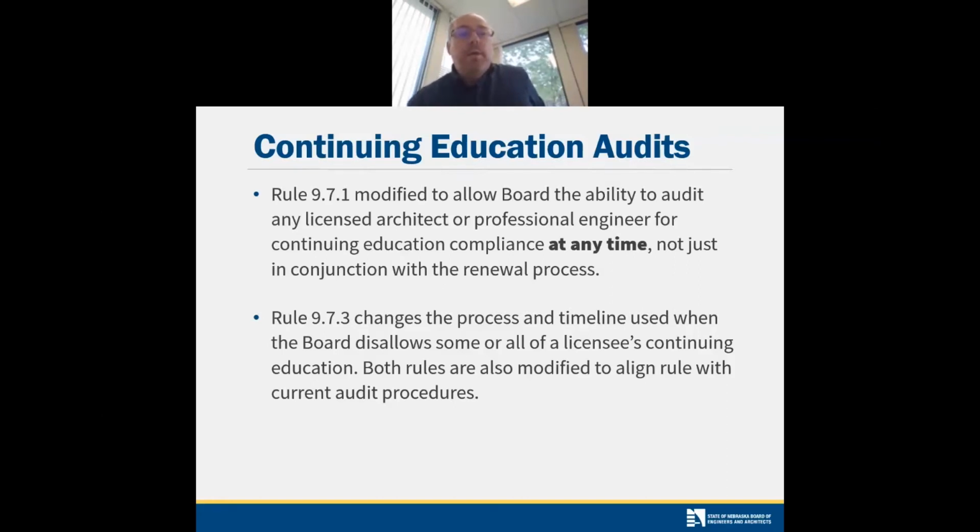The next change in the rule, and the last one I'll go over, Rule 973. This is triggered when a licensee is selected for an audit, believes they have all the hours, 30 hours for engineers or 24 hours for architects, and submits those to the board. Again, the licensee thinks they're good. They think they've got all the hours. However, the board gets that documentation, reviews it, and sees a problem with some of the hours.